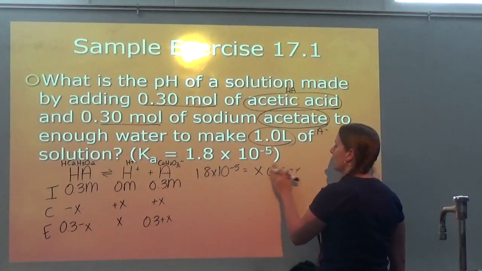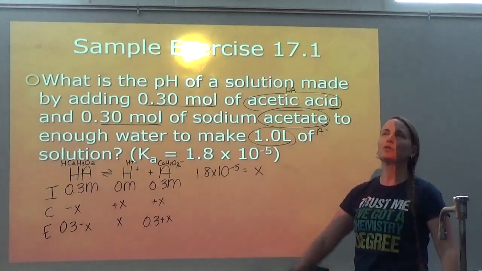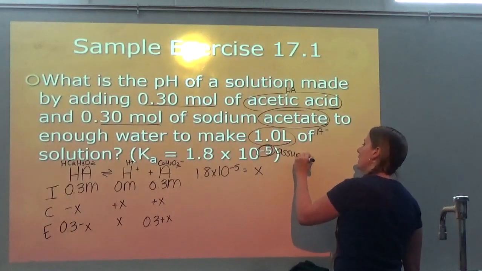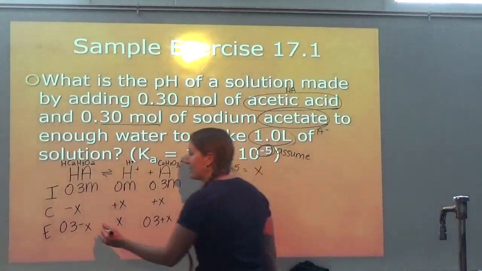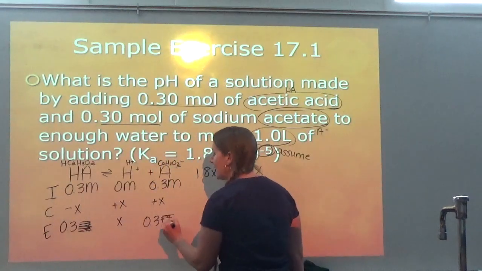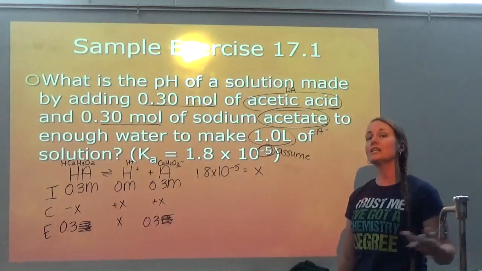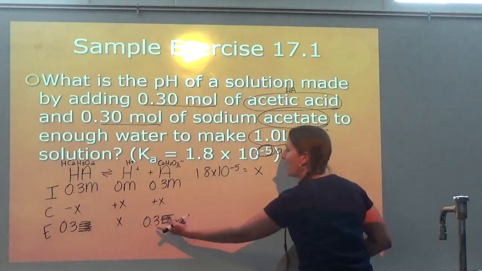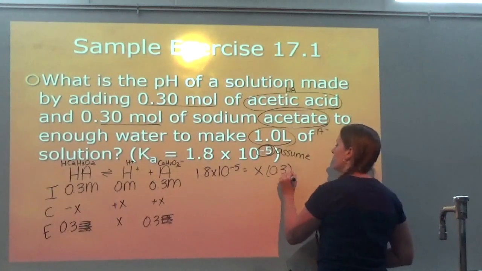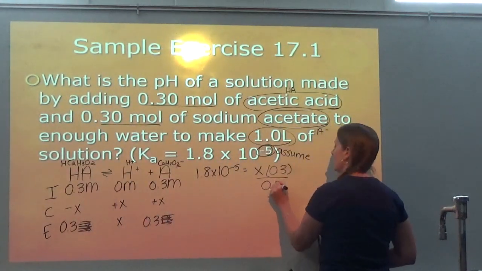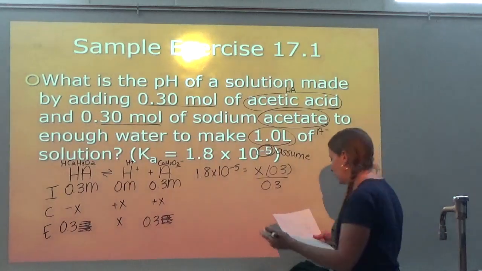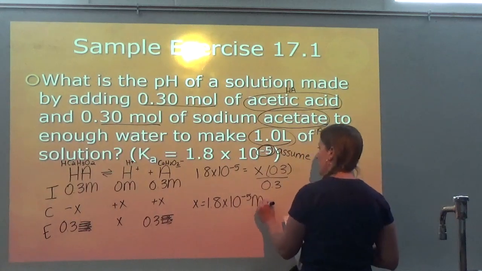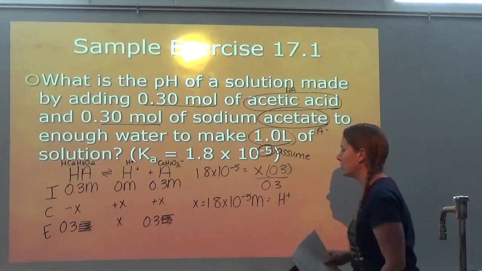Whoops, sorry, let's talk about our exception real quick. My gosh, we don't want to do the quadratic equation. My K value is very small, so I can do my assumption. I can get rid of the minus x and the plus x, because what we're saying is x is so small that these are both practically still going to be 0.3. So I have x times 0.3 over 0.3. Obviously the 0.3's cancel out, and x just ends up equaling 1.8 times 10 to the negative 5 molar. And that, of course, is my H plus concentration.